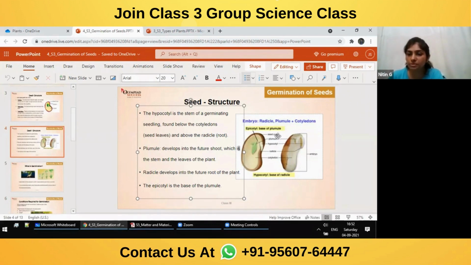Plumule is the one which forms the shoot. Radicle is the one which forms the root.